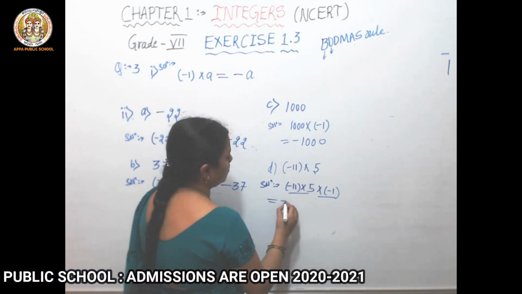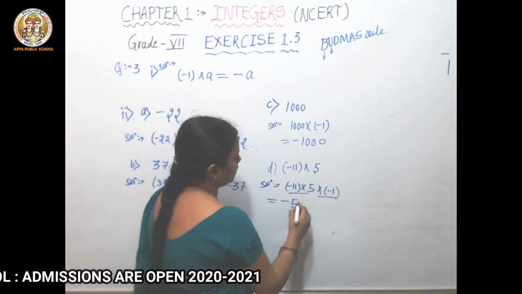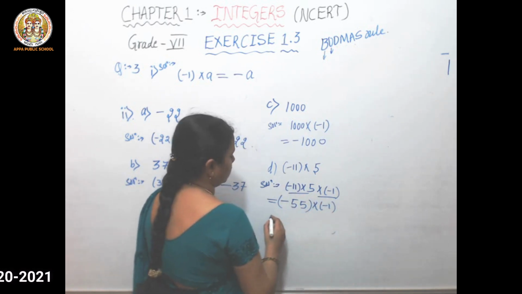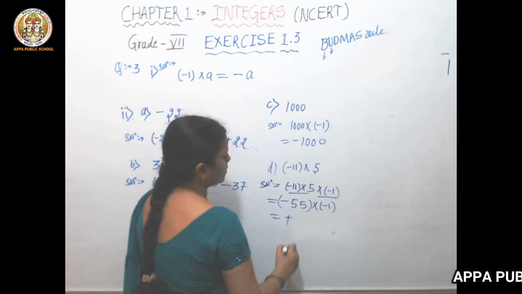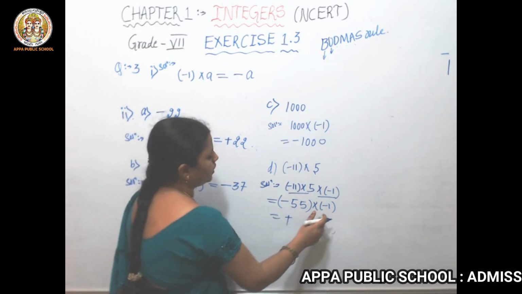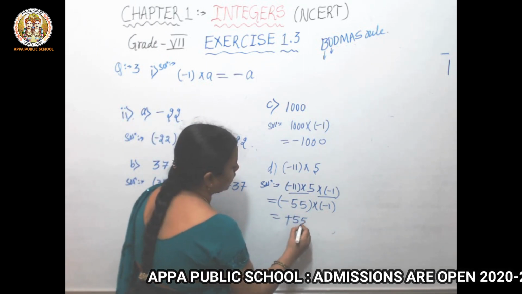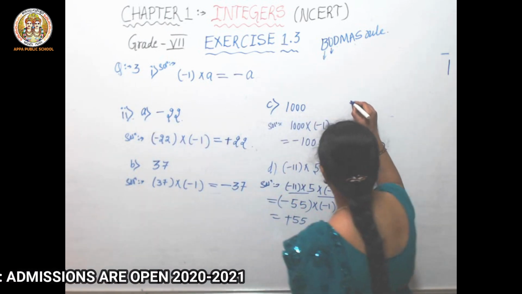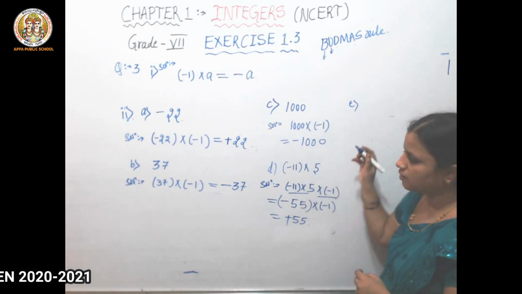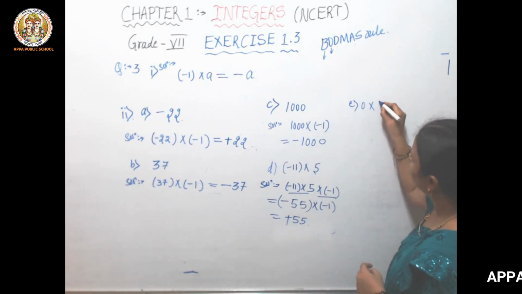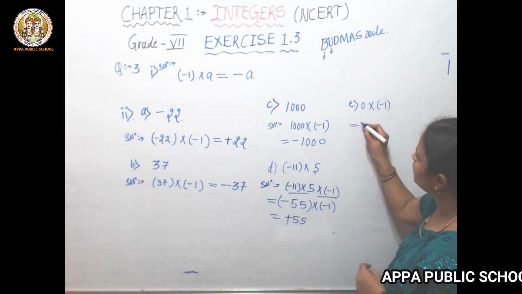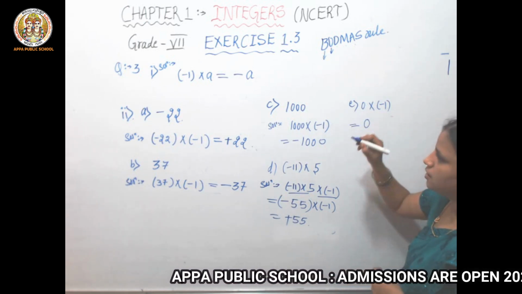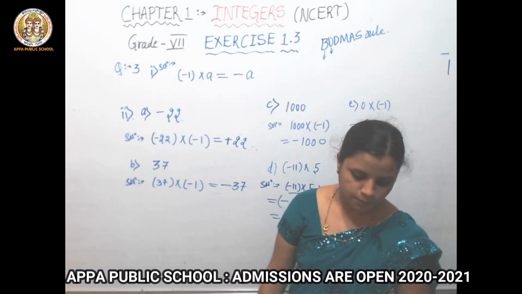Minus into plus as minus. 11 into 5 as 55. Again into minus 1. Minus into minus, it is plus. 55 into 1 as 55. So if there is a number with 0, I am telling this as general, 0 when you multiply with the minus 1, what is the answer? 0 into any number, it is 0. So it has a 0.